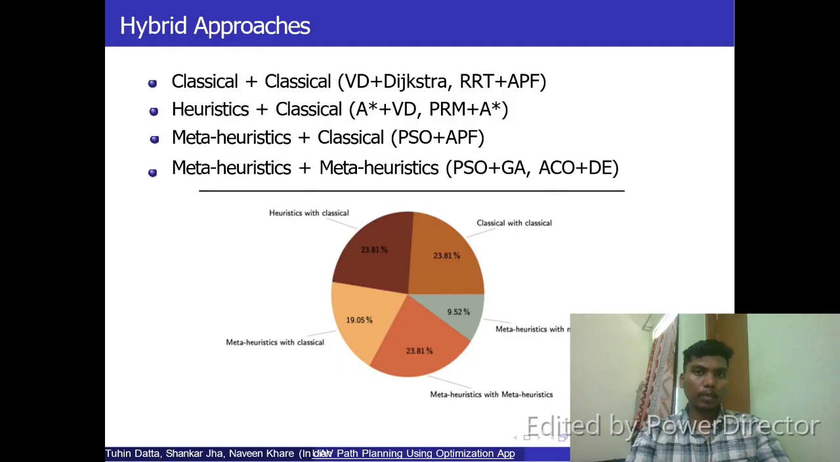Meta-heuristics with classical combinations such as PSO with artificial potential field combine global optimization capabilities with local collision avoidance mechanisms. Meta-heuristic combinations like PSO with genetic algorithm or ant colony optimization with differential evolution balance exploration and exploitation in complex search spaces. These hybrid approaches demonstrate superior performance compared to their individual components, particularly in complex scenarios with multiple objectives and constraints.